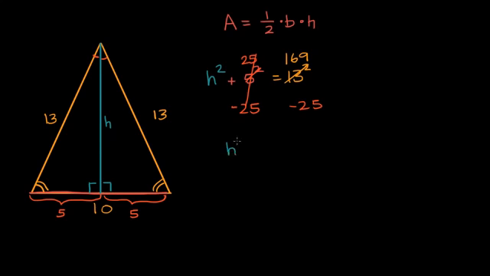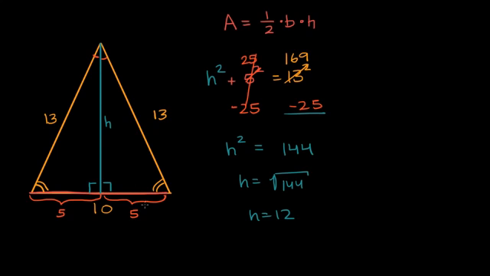And what are we left with? We are left with h squared is equal to 169 minus 25, which is 144. Now if you're doing it purely mathematically, you say, oh, h could be plus or minus 12, but we're dealing with the distance, so we'll focus on the positive. So h is going to be equal to the principal root of 144. So h is equal to 12.